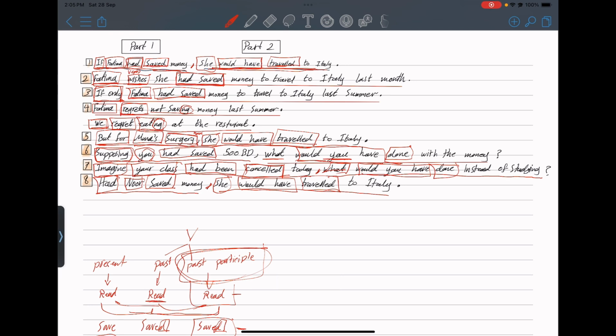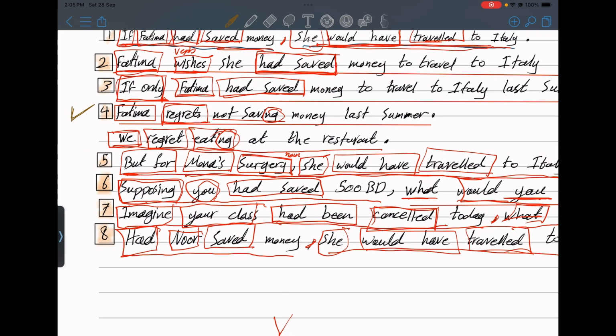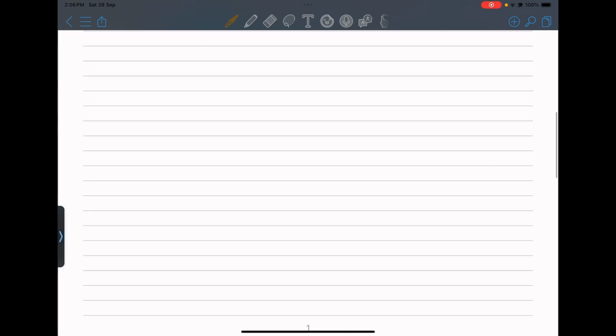We have construction using regret in number 4. Number 4, construction using regret with verb with ing. And number 5, we should write but for. Be careful, it's a noun, so they are different from the others. And number 8, we have had. I will write them to you in an easy way, but before I write them, I will explain the mixed conditionals.